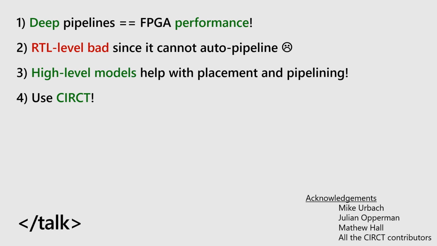So in terms of takeaways, deep pipelines are good. FPGA performance absolutely relies on them. And RTL level is bad since it cannot auto pipeline. We're hoping that the high-level models are going to help a lot with placement and pipelining. And then finally, you should use CIRCT.